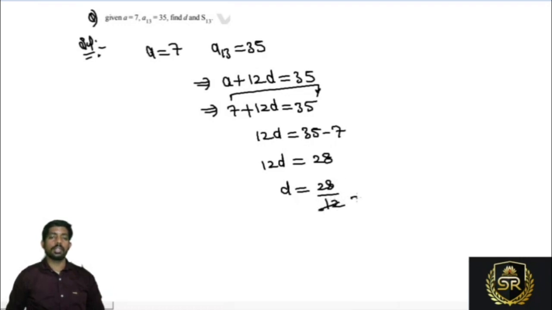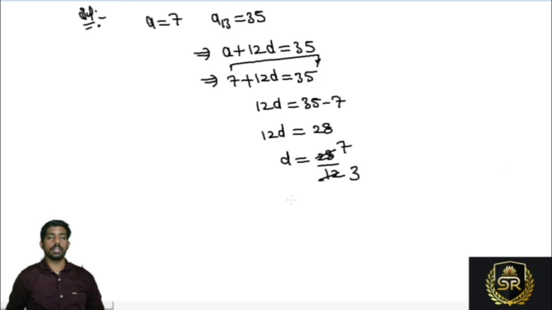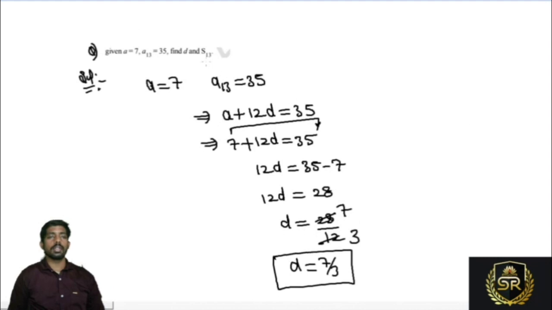4 3s are 12. 4 7s are 28. So D = 7 by 3. We got the common difference. Then what is being asked? S13 is being asked.